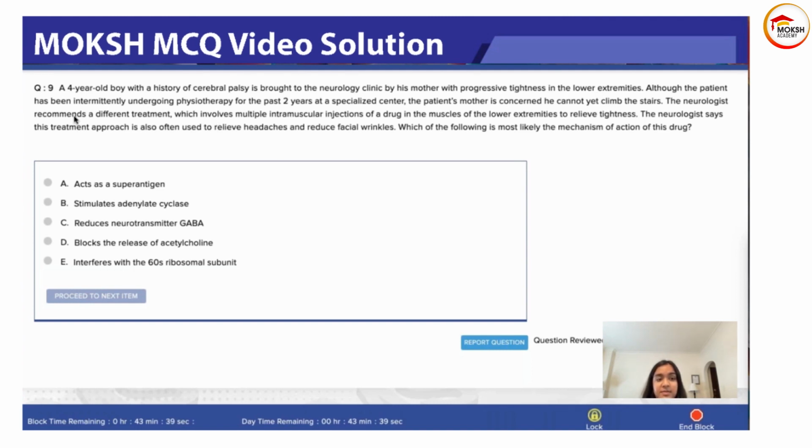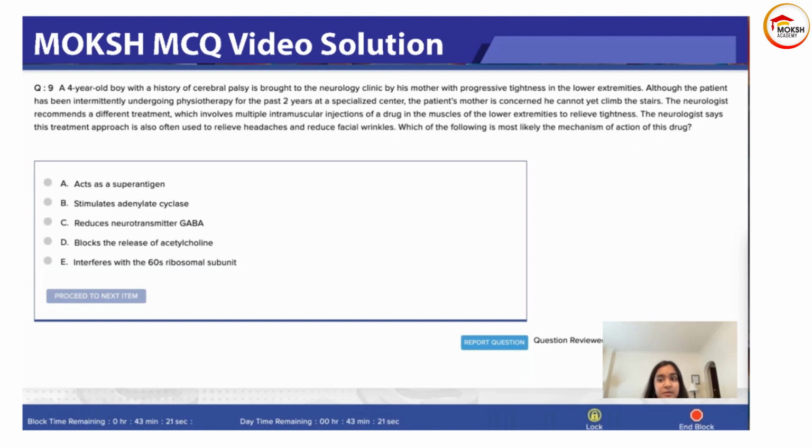The neurologist recommends a different treatment, which involves multiple IM injections of a drug in the muscles of the lower extremities to relieve the tightness. The neurologist says this treatment approach is also often used to relieve headaches and reduce facial wrinkles. Which of the following is the most likely mechanism of action of this drug?